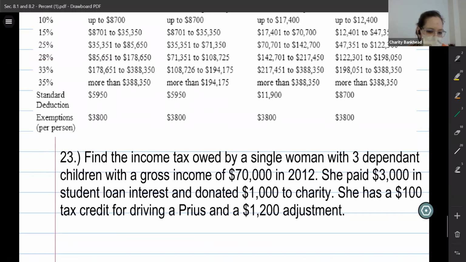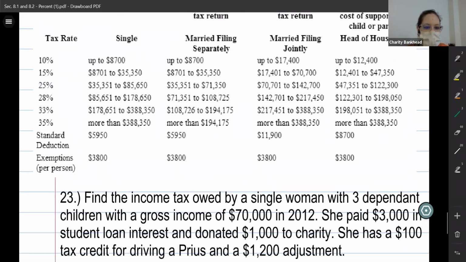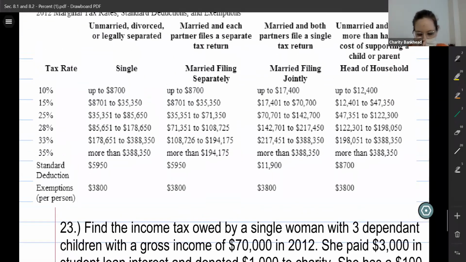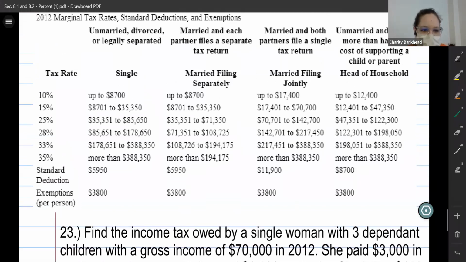So it says, find the income tax owed by a single woman with 3 dependent children with a gross income of $70,000 in 2012. She paid $3,000 in student loan interest and donated $1,000 to charity. She has a $100 tax credit for driving a Prius and a $1,200 adjustment. Okay, so first we need to start by calculating her taxable income.